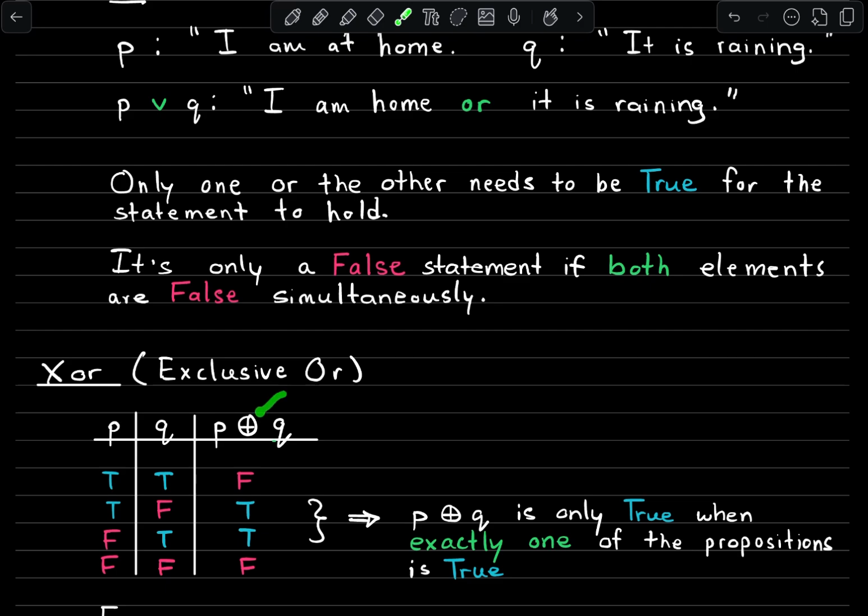So this one has that different symbol, the plus sign, and that circle. This is only going to be true if exactly one of the propositions is true. So this is kind of making a claim about one or the other, but not both. We cannot have both, so both cannot be true at the same time. It's either P or it's Q. And of course, if it's neither of them, then it's still a false statement.